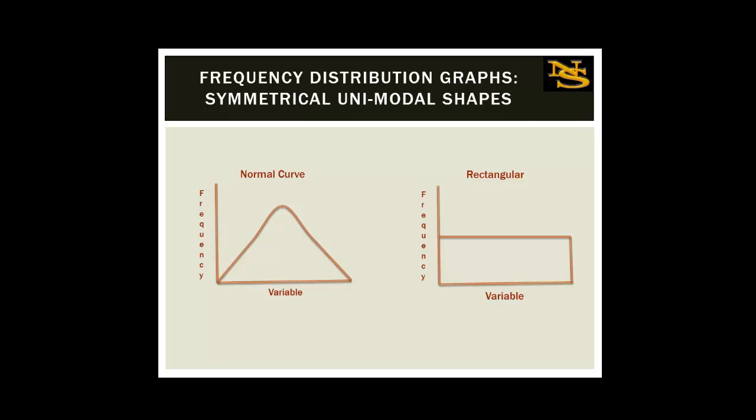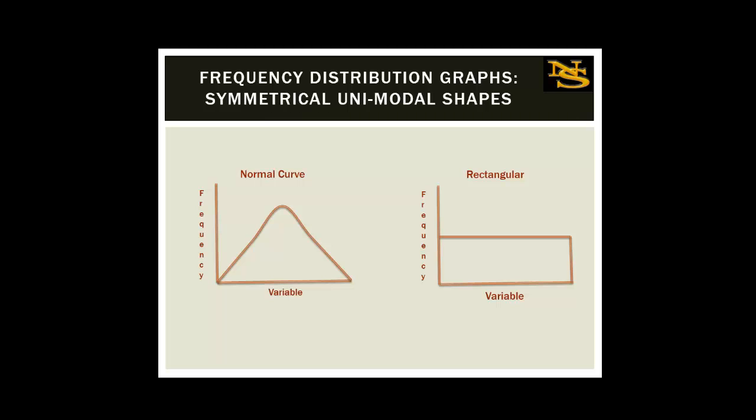So both of these distributions are symmetrical distributions. Symmetrical means that if you drew a line down the center, the middle of the distribution, and you folded it in half, you would have a mirror image on either side. For the normal curve, if you drew a line right down the middle from the high point down to where it says variable, you could fold that in half and see the same thing on either side. Same thing goes for the rectangular distribution.